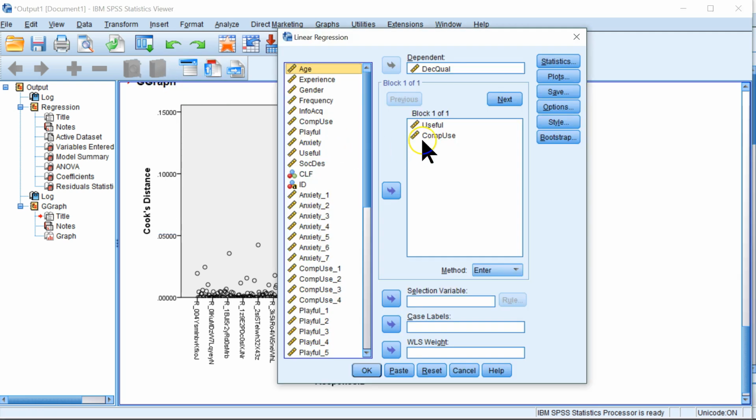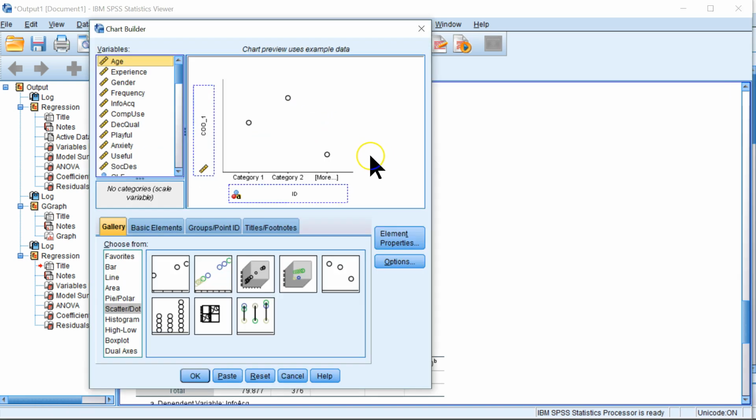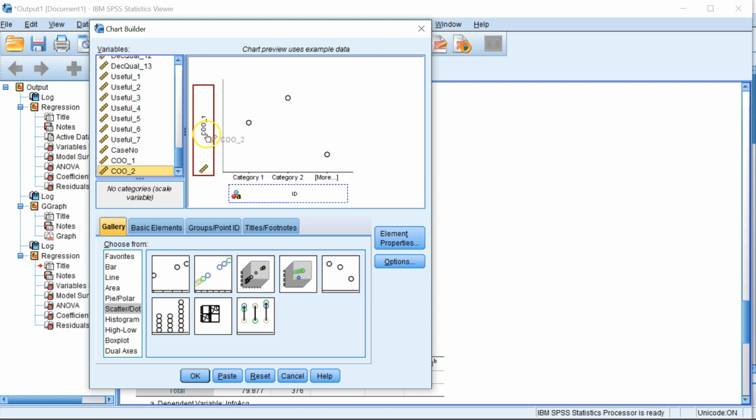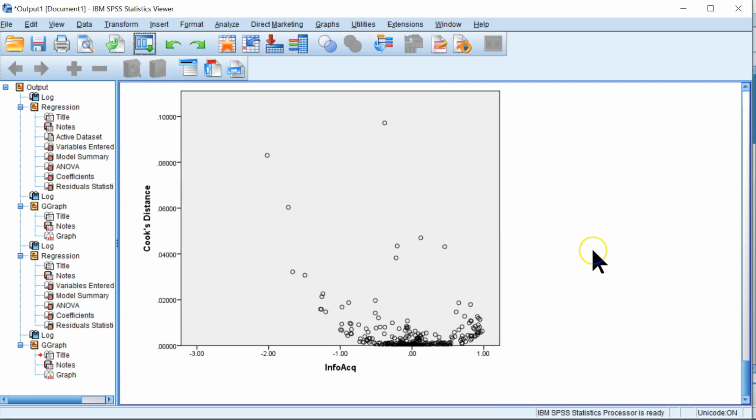Let's do one more, just so you can see what's going on here. Also, model it differently. Let's do it on information acquisition. I'll use these two mediators again. Hit OK. It's saving that Cook's distance. We'll do a chart builder. Same chart, but instead of Cook's 1, I'll use Cook's 2. There we go. And instead of ID, I'm going to throw in information acquisition. See if that does anything for us. And hit OK. And here we go. You can see how they're clustered. Again, the Cook's distance, nothing's over a 1, nothing's even over a 0.1, so I can't really argue that there's going to be an influential. There might be outliers here, but they're not influential is my guess.